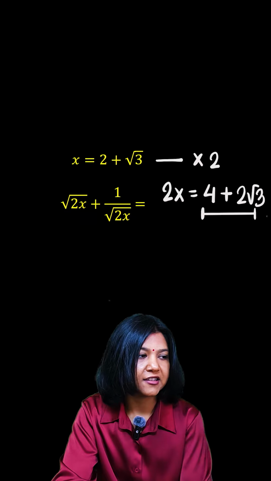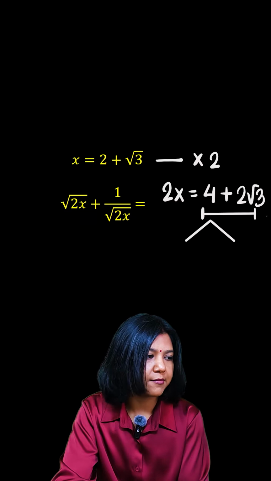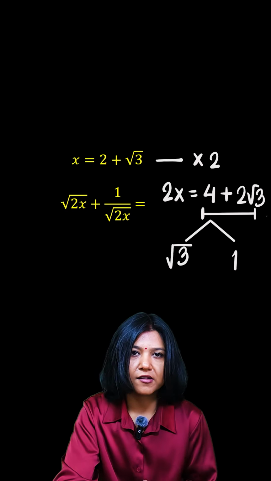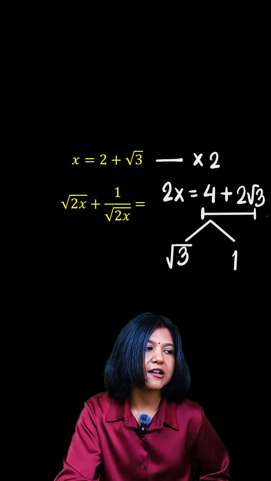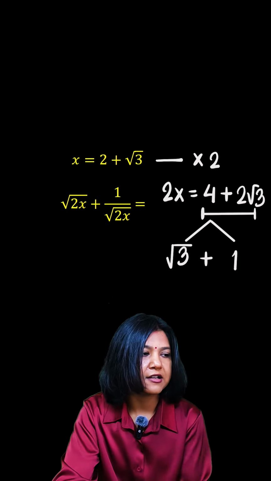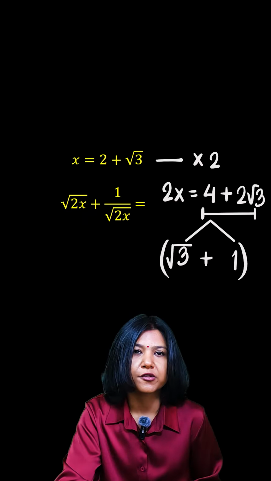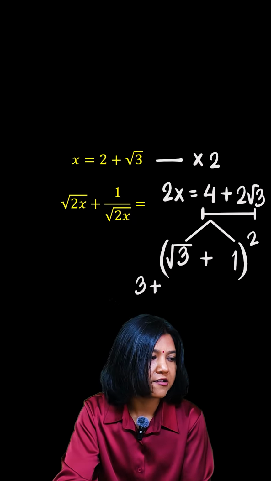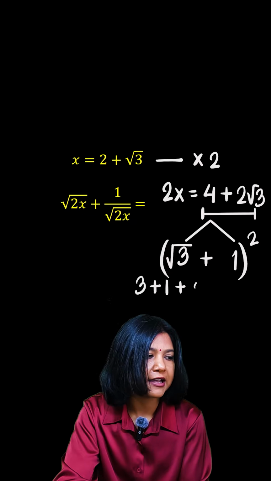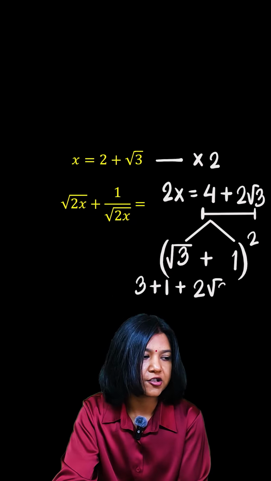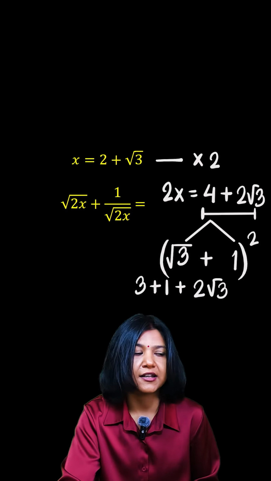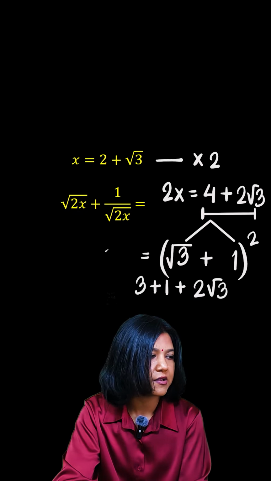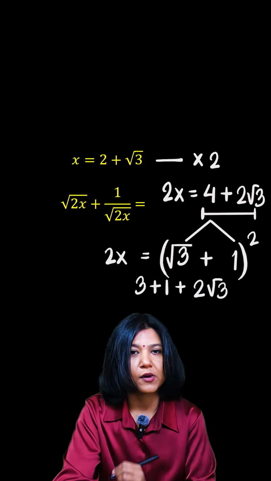You will find out by taking this number 4. If I split this 4 into two numbers, 3 and 1, 3 happens to be the square of root 3 and 1 is the square of 1 itself. So if I take the square of root 3 plus 1, then it gives me the square of root 3, which is 3, the square of 1, which is 1, and in between we multiply the two of them together with 2. That's the expansion for a plus b the whole square, which comes from the identity. So 3 plus 1 is 4 plus 2 root 3, which is exactly equal to 2x, which means I can write 2x as root 3 plus 1 the whole square.